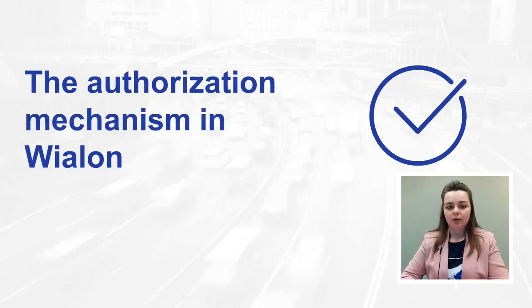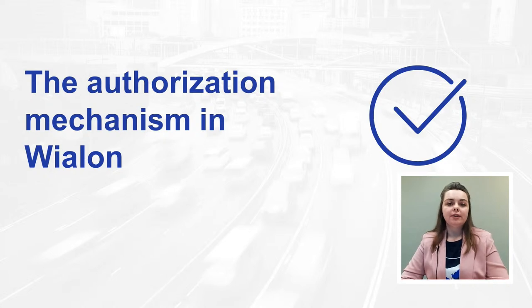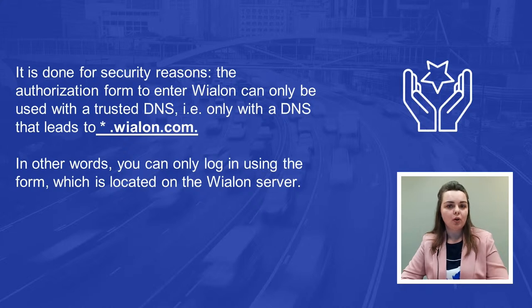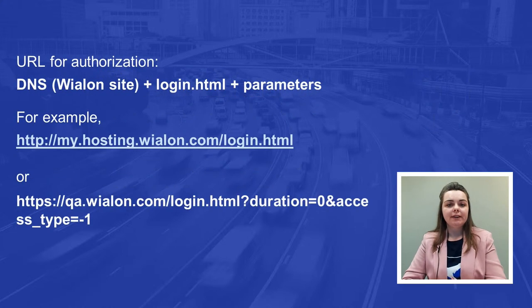The first topic we discussed was the authorization mechanism in Wialon. Since October 2015, Wialon has been using a protected authorization mechanism based on the OAuth principle. With this method, you can log in to the system using a unique token. A user can get a token only through a special authorization form after they enter their username and password correctly. The authorization form is protected with a unique signature and can be used only from trusted DNS located on the Wialon server. I mean DNS for your monitoring site.